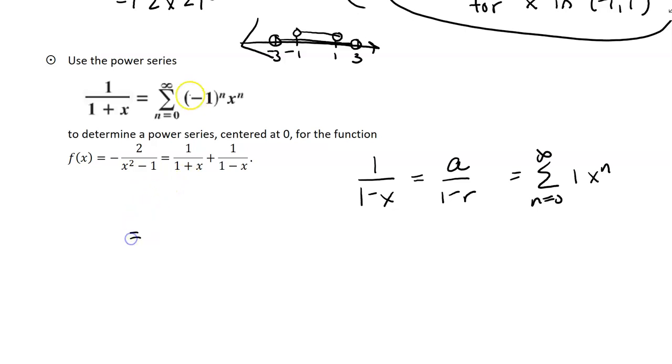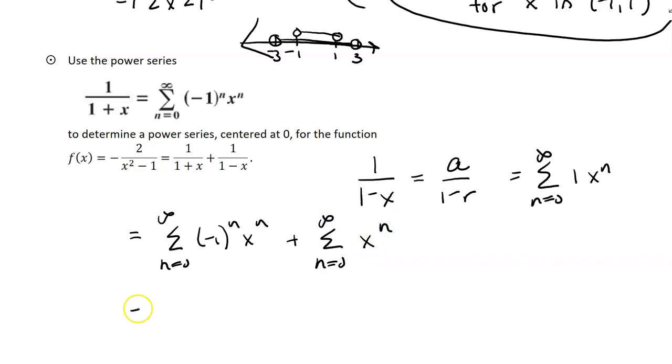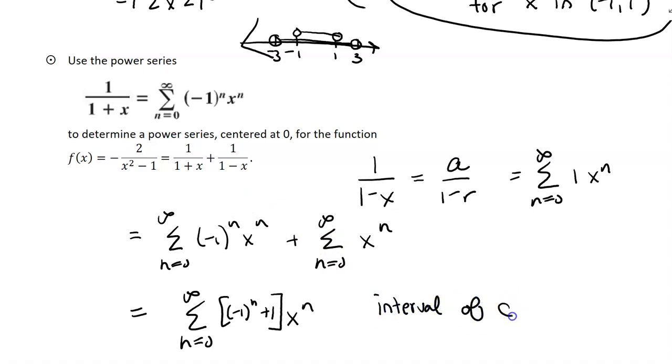So we know that if we've got this sum from 0 to infinity, negative 1 to the n, x to the n, and then we're going to add the sum from 0 to infinity of just x to the n, what we end up with, if we factor out the x to the n, is negative 1 to the n plus 1. And the interval of convergence for both of these, because it's just x to the n, is going to be negative 1 to 1, because the absolute value of x has to be less than 1, so x has to be between negative 1 and 1. So there you go.